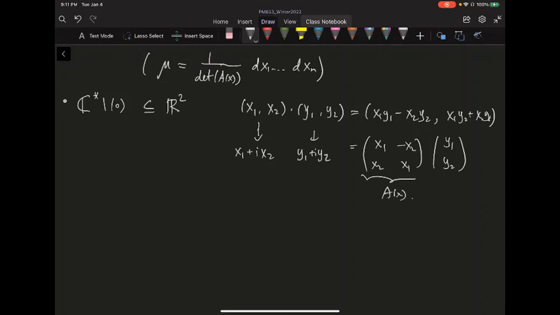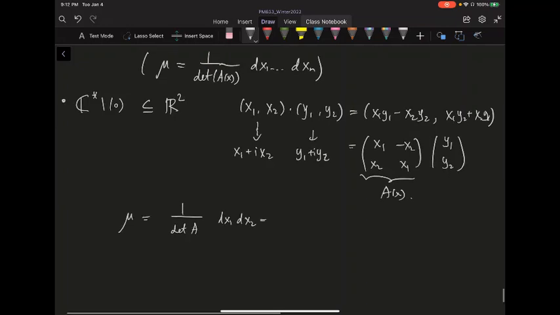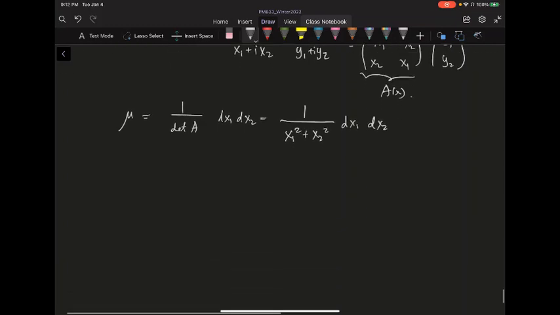So from there, you know the Haar measure by this fact is essentially given by mu equals 1 over the determinant of this A of x, dx1 dx2, and the determinant is easily computed: it is 1 over x1 squared plus x2 squared, dx1 dx2. Okay, so that gives you the Haar measure. So that gives you one way of computing it. And I just want to do one last example.